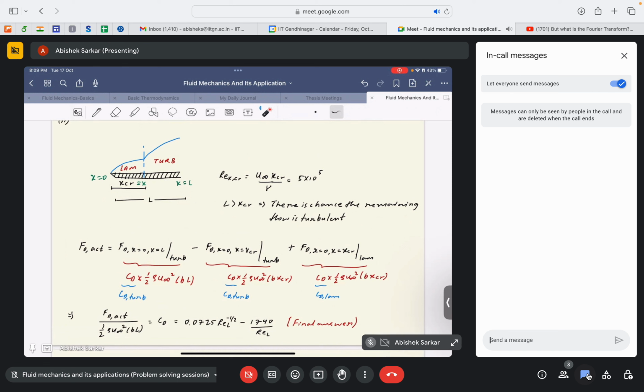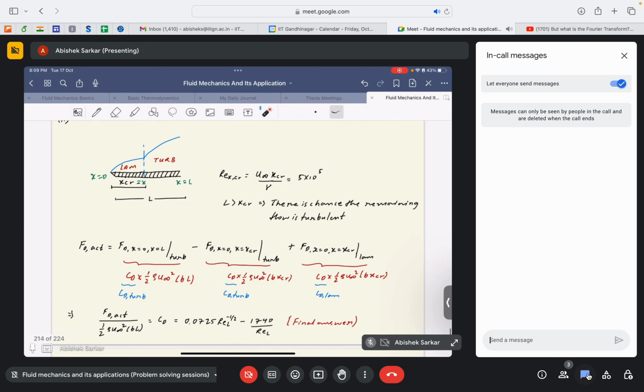In order to compensate for this problem, first we evaluate the drag force that could have been there because of the turbulent boundary layer from the leading edge to x equal to L, which is exactly what is done here. We assume there is a turbulent boundary layer from the leading edge to x equal to L, because for that we have an expression, which is given by this. So we evaluate the turbulent drag force from x equal to 0 to x equal to L. But what we actually need is the drag force for the turbulent boundary layer from x equal to XCR to x equal to L.